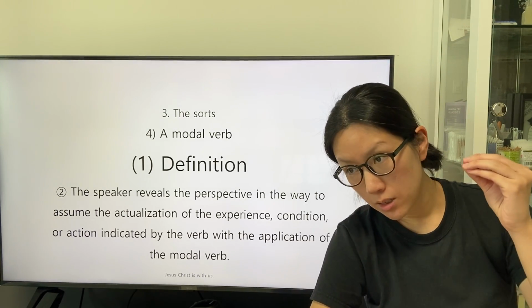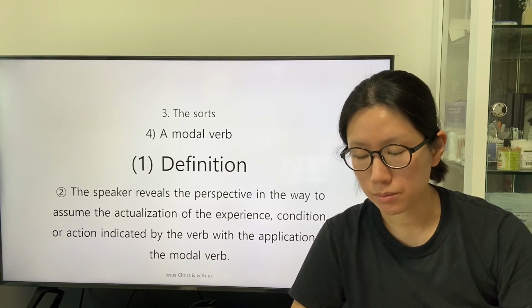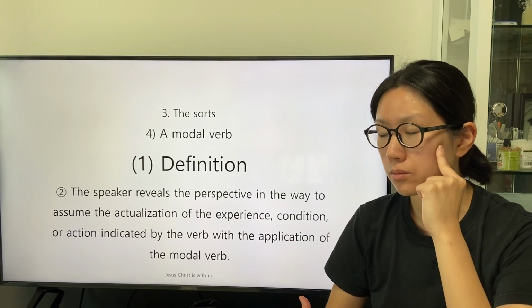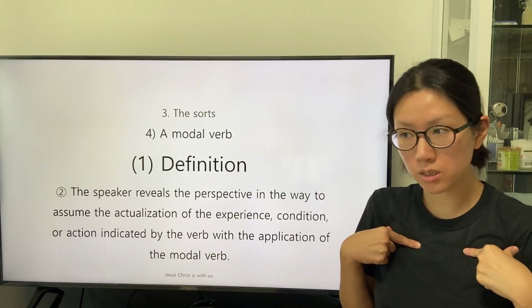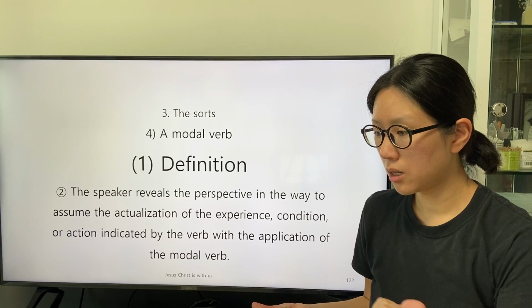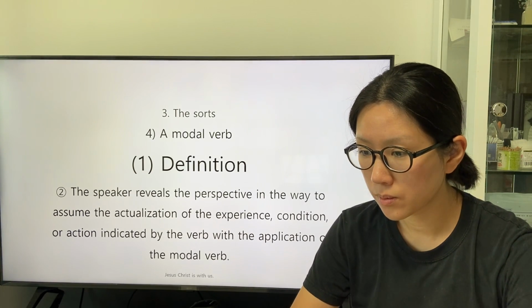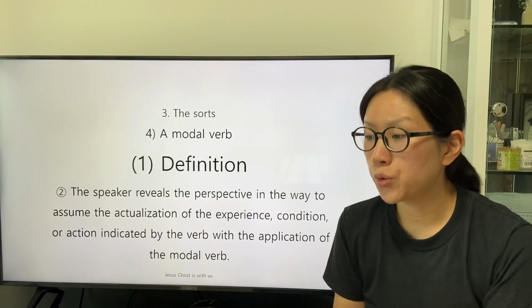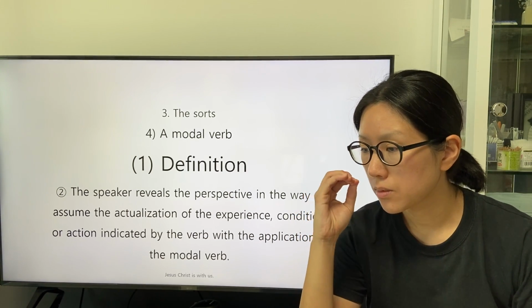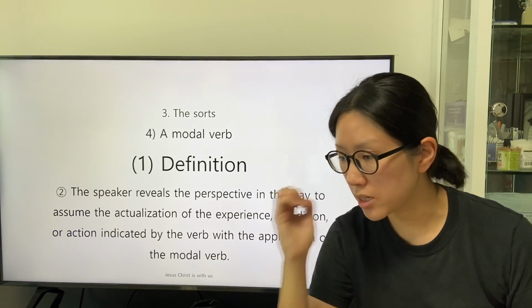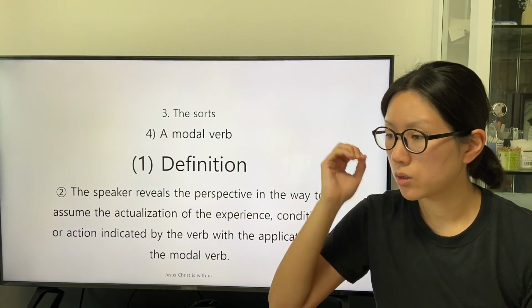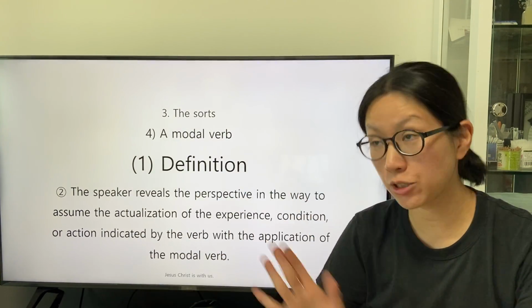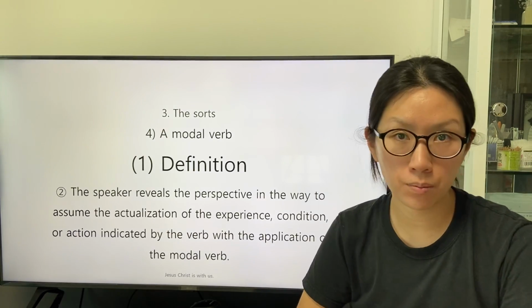As we studied the modal verb will, we can understand how assured the speaker is about the certainty on the actualization of a verb.